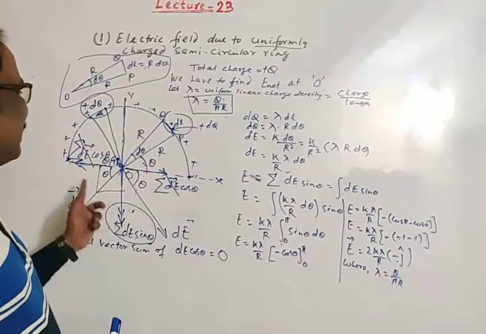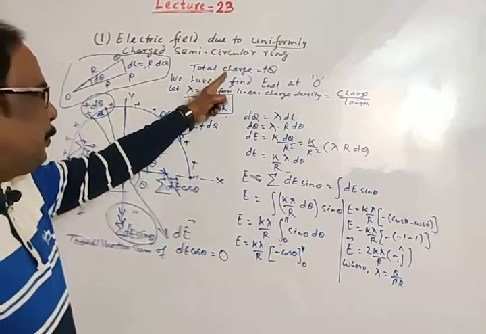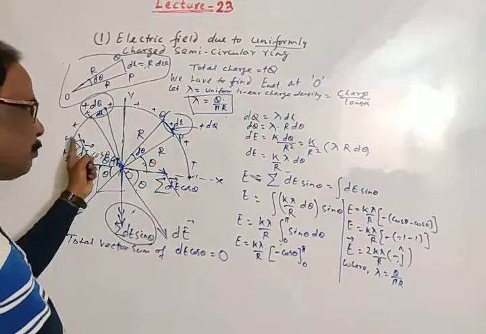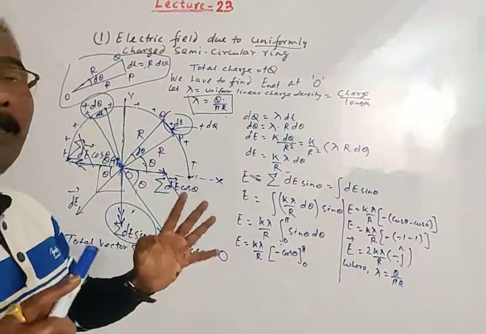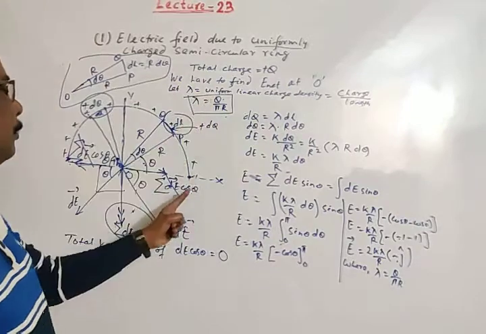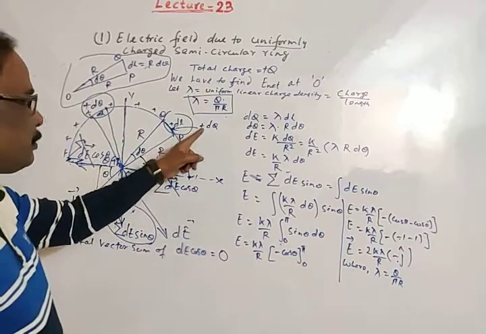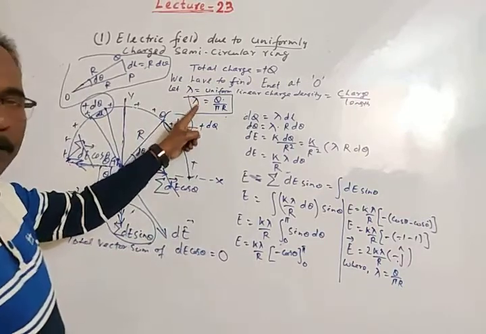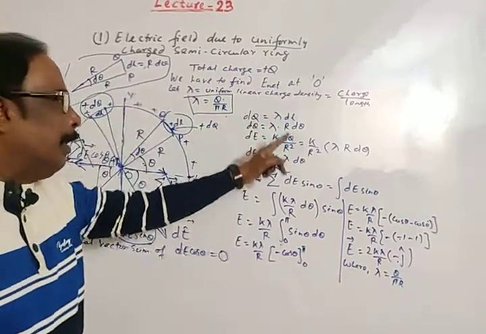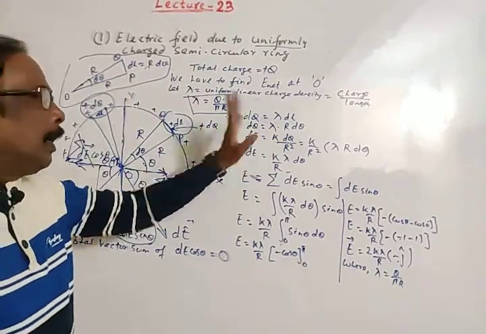Simply think this whole semicircular ring is uniformly charged, total charge is q. We have to find the electric field at the center. Total length is pi r, so the uniform linear charge density lambda is charge per unit length: total charge q, total length pi r. Then consider an elemental length dl which carries a charge dq. If length is dl, then dq is lambda into dl. From this diagram, dl is equal to r d theta.